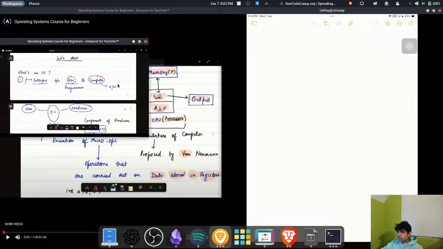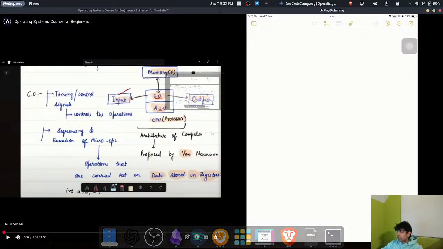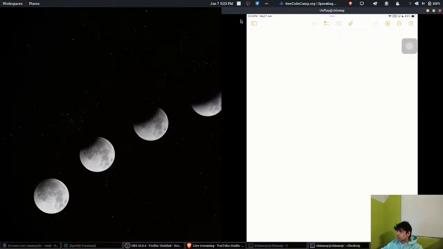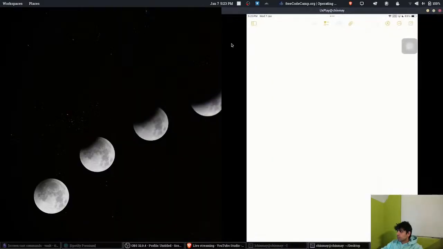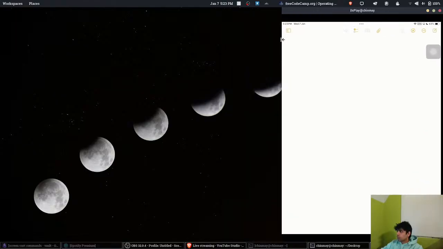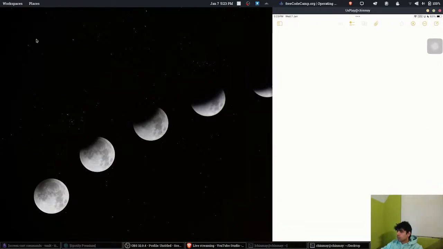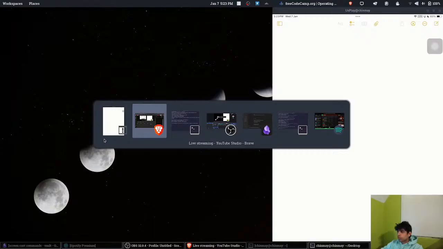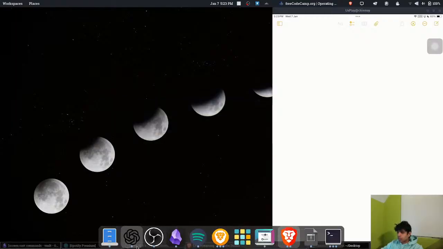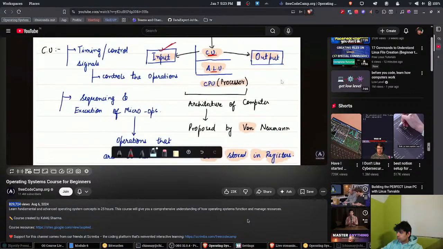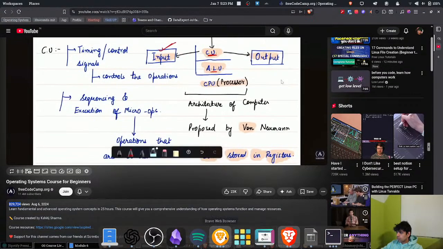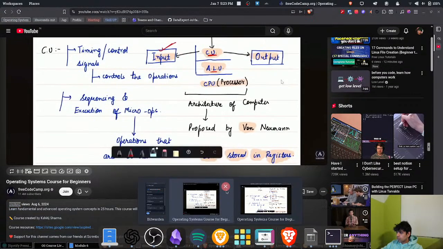What is an interface now? I'll explain them. But first, we should know a little bit about components of hardware. Then only you will get a better idea about what does operating system basically do. Okay, so there are 3 components or 3 units of hardware: input output, memory, and CPU, which is also known as processor. So in CPU there are 2 units, control unit and arithmetic logic unit.